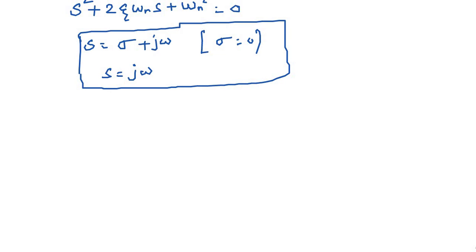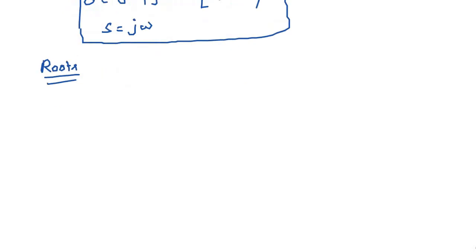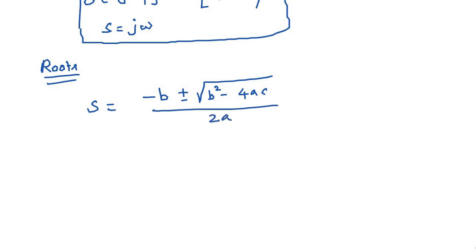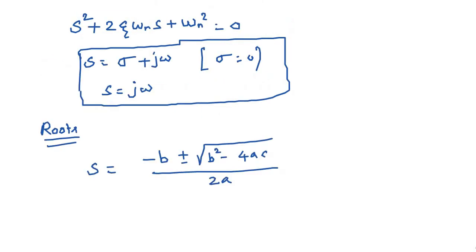So we'll find out the roots of the characteristic equation. To find out the roots, we are going to use the formula, that is S is equal to minus B plus or minus root of B square minus 4AC divided by 2 into A. So consider this equation. In this equation, the coefficient of S square is nothing but A, the coefficient of this S is nothing but B, and this omega n square is nothing but C.